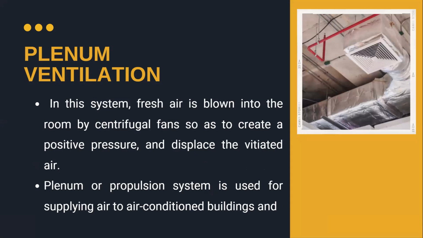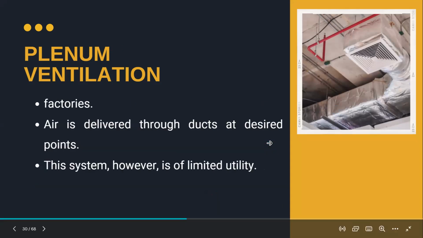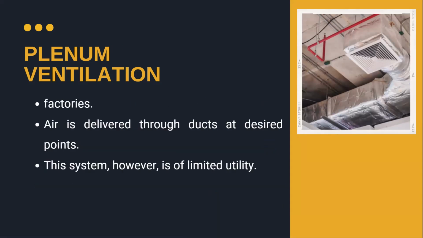Plenum ventilation. In this system, fresh air is blown into the room by centrifugal fans so as to create a positive pressure and displace the vitiated air. Plenum or propulsion system is used for supplying air to air-conditioned buildings and factories. Air is delivered through ducts at desired points. This system, however, is of limited utility.